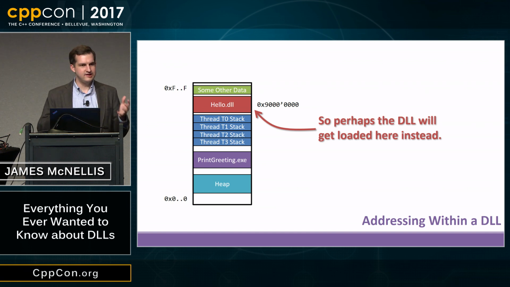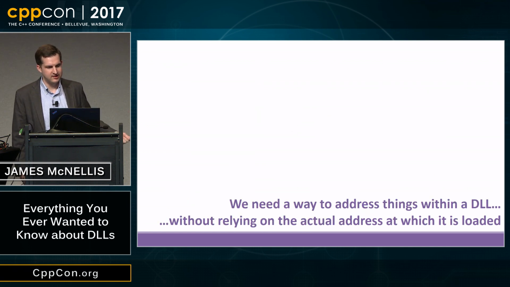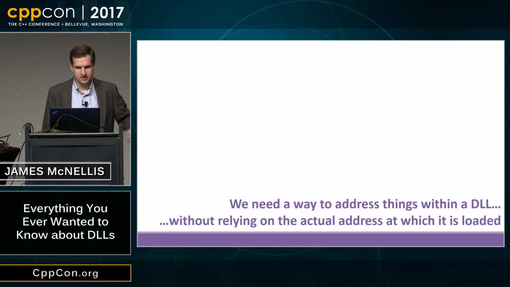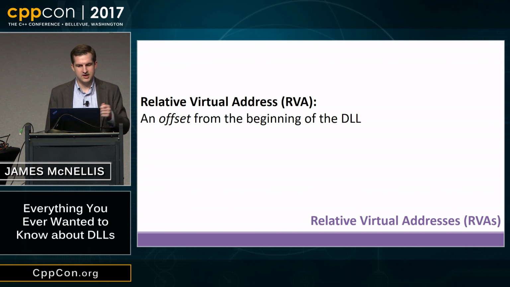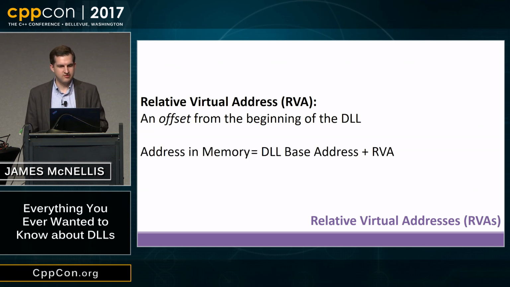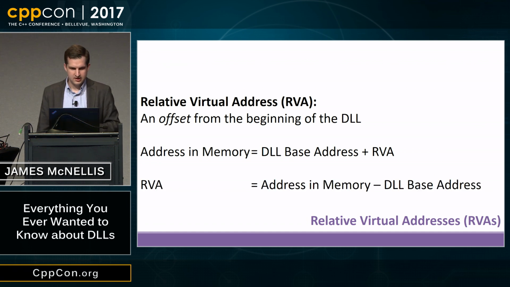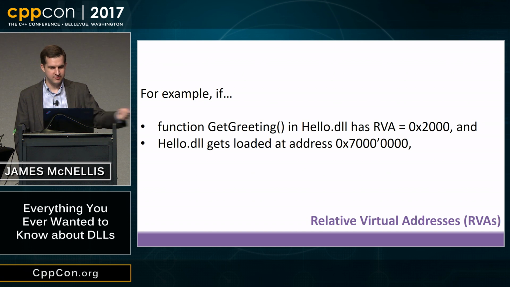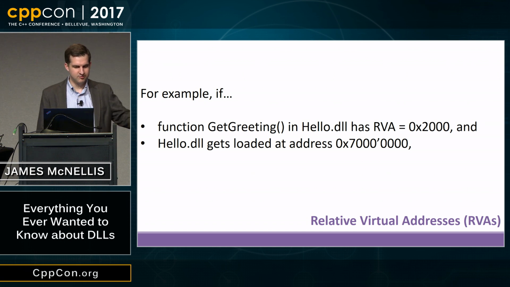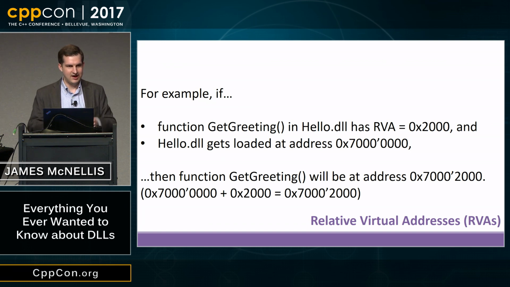The important thing is that a DLL can be loaded at all sorts of different places in your address space. So we need a way to address things within a DLL without relying on the actual address at which it's loaded. What we use are RVAs, or relative virtual addresses, which are just offsets from the beginning of the DLL. If you want to find the address of something in memory and you have its RVA, you just add it to the base address at which the DLL was actually loaded. Or if you have the address of something and you want its RVA, you just subtract the base address from it. For example, if our getGreeting function in hello.dll has an RVA of 2000, and hello gets loaded at its preferred base address, then getGreeting will be located at this address because, again, you just add the two together.